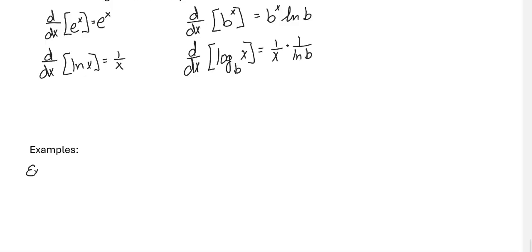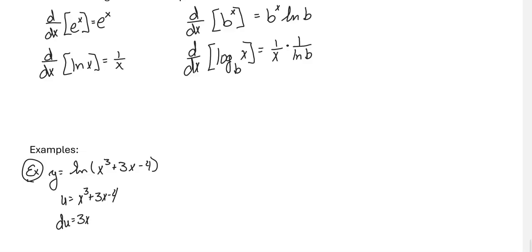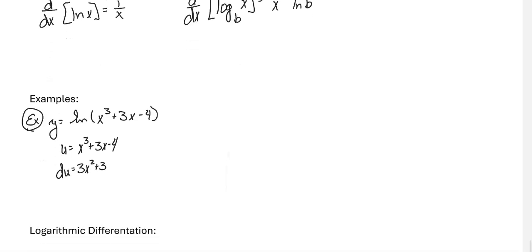Let's say we want to take the derivative of ln of x cubed plus 3x minus 4. So this is going to be a chain rule problem. Let u be that inside function, so du is the derivative of that. Then if we were to rewrite, we have ln of u, and the derivative of the ln is 1 over u times du.